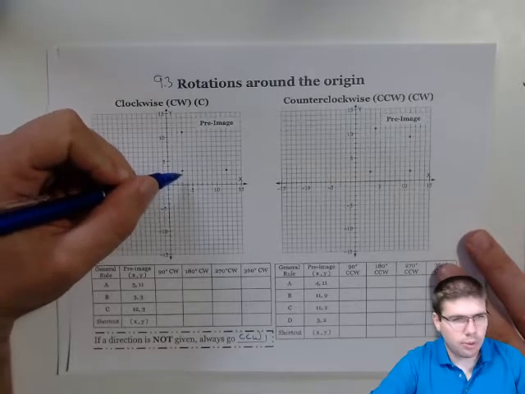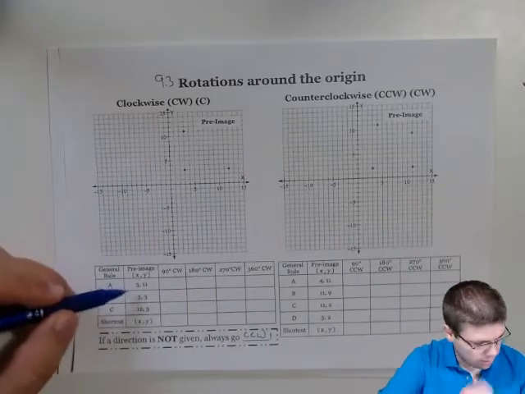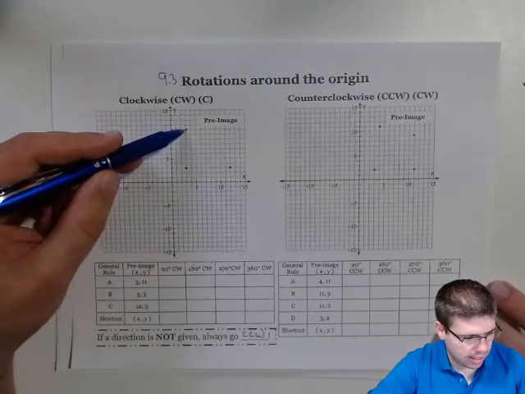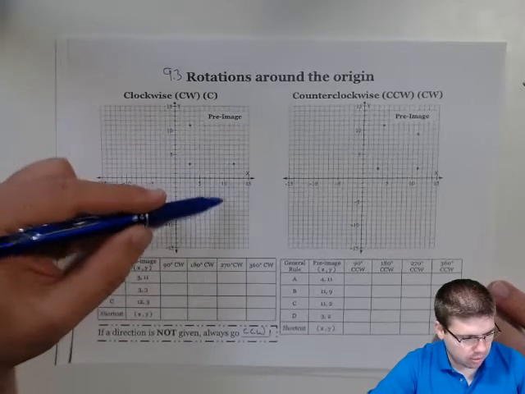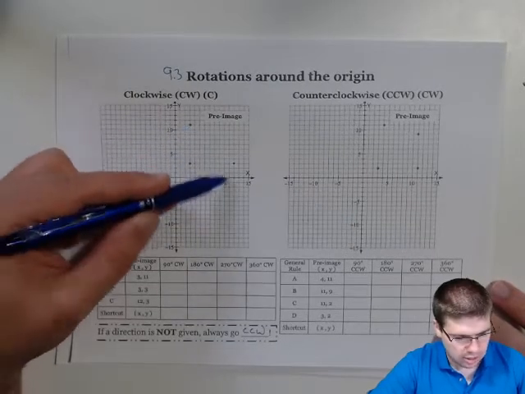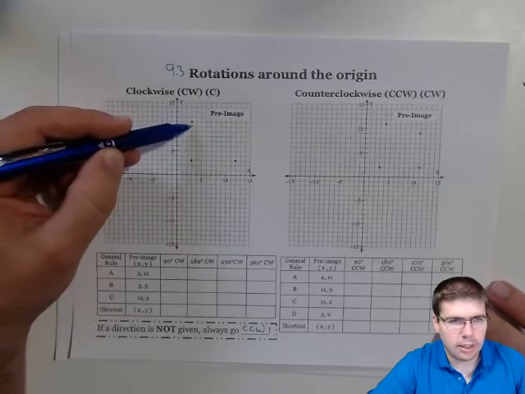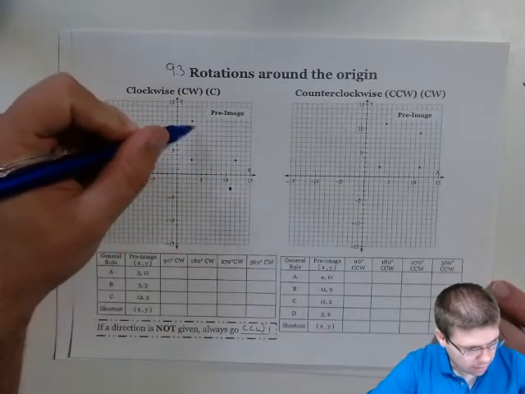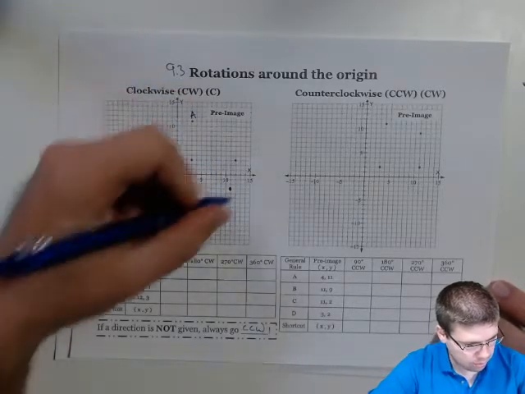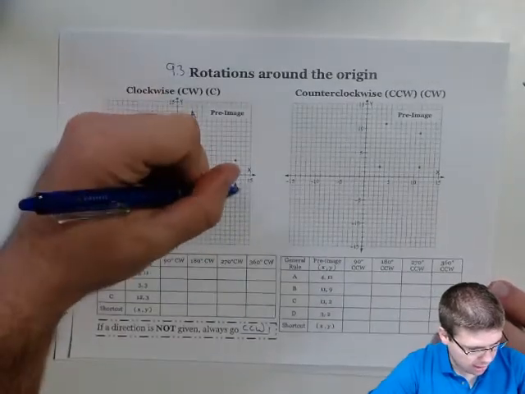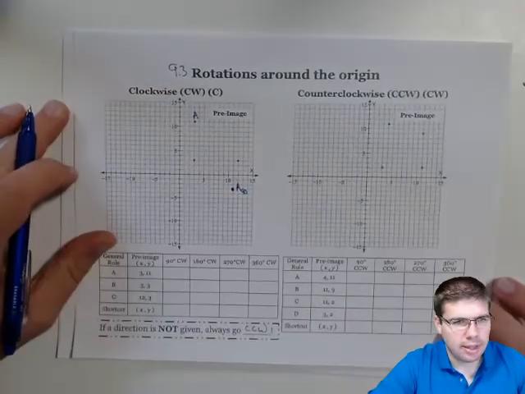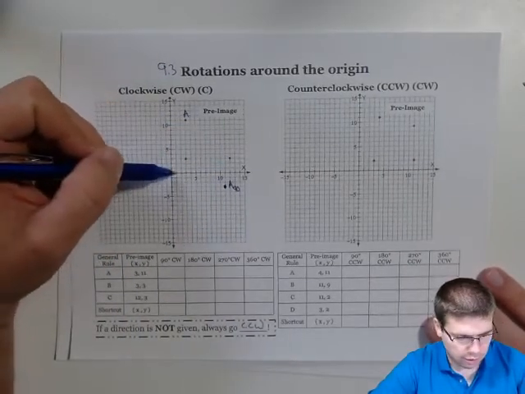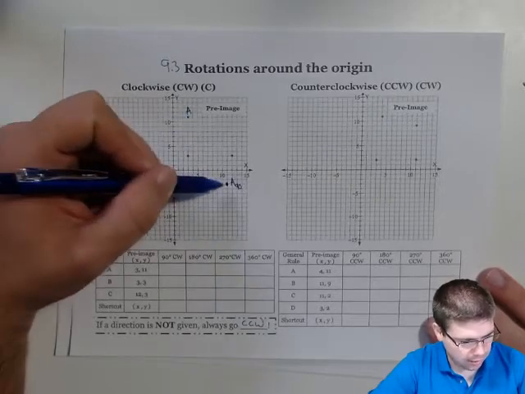Let's do these in order. A is 3, 11. So 3 right, 11 up, that point right there. If we're going to rotate that clockwise, we're going to bring it down in this direction. So instead of being 3 right, 11 up, we're going to be 3 down, 11 to the right. If this is A, this would be A at 90 degrees. I'll label it that way. So if we're going 3 right, 11 up, now we're going 3 down, 11 right.